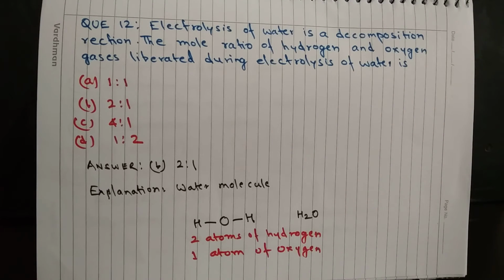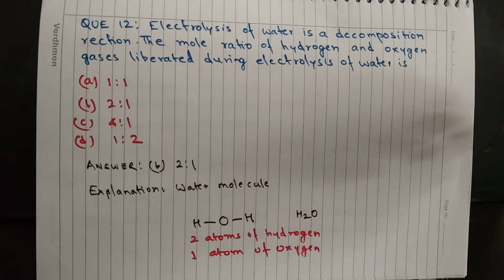If you can recall the molecular formula of water, this is H2O. So a molecule of water contains 2 atoms of hydrogen and 1 atom of oxygen, and this gives the clue of the ratio.